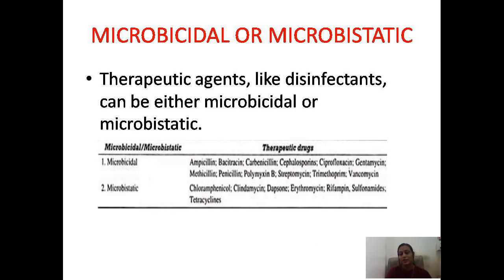Next is finding out whether it is microbicidal or microbistatic. Microbicidal means it will kill the organism completely. Microbistatic means it can be bacteriostatic or fungistatic, meaning it will stop the multiplication of that particular microorganism. This is very useful when you are studying the drug fate. At that time it is important to know whether the drug you have come up with is microbicidal or microbistatic.